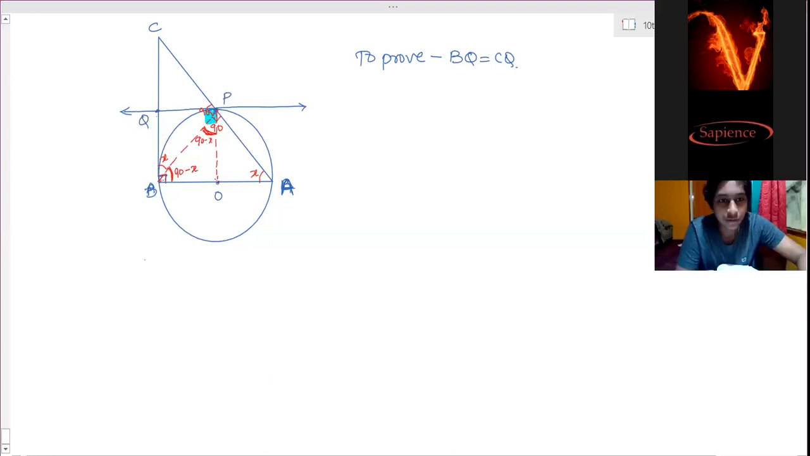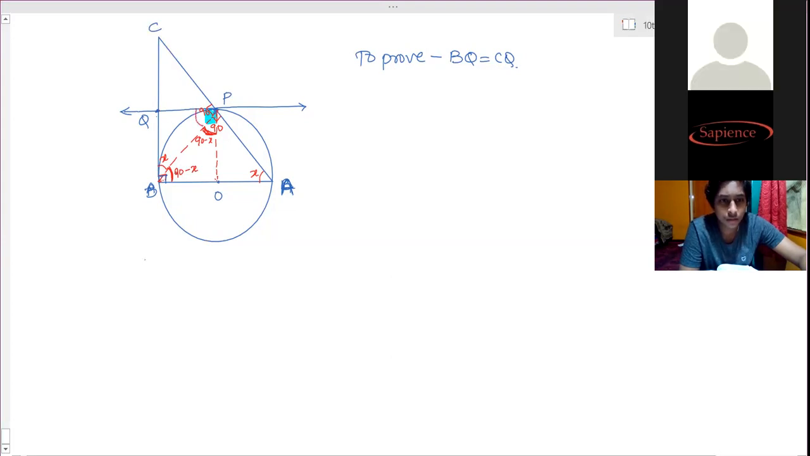QP is parallel to BO, they have not given it. So here in triangle OBP, OB is equal to OP. So base angles will be equal. If this angle is 90 minus X, so this is 90 minus X, right? Now what is this angle then?